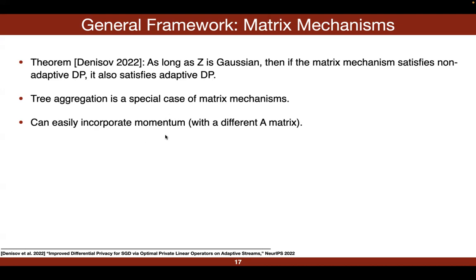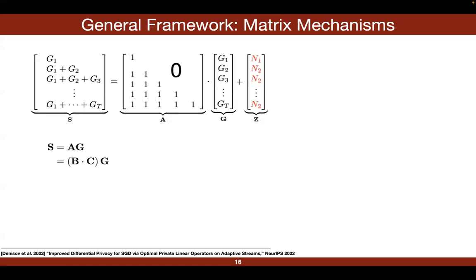And finally, this framework can easily incorporate momentum. The only thing you need to change is this target A matrix. It will still be a lower triangular matrix, but it will no longer be this all-ones matrix. It will add a momentum term in the coefficient.